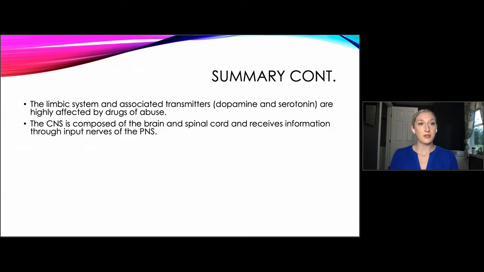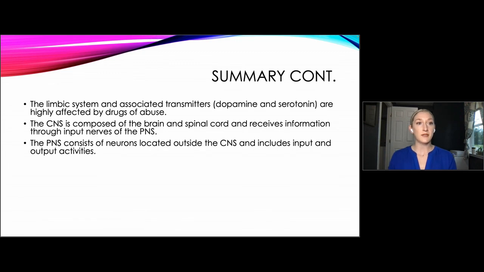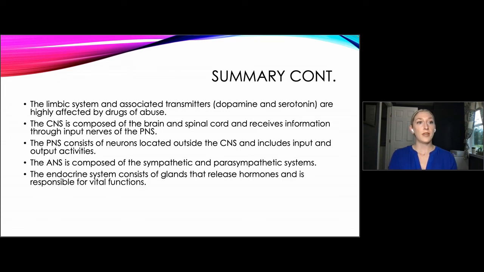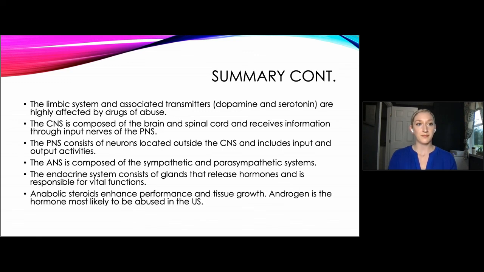The CNS is composed of the brain and the spinal cord and receives information through input nerves of the peripheral nervous system. The PNS consists of neurons that are located outside of the CNS and includes both input and output activities. The ANS is composed of the sympathetic and parasympathetic systems, while the endocrine system consists of glands that release hormones and is responsible for vital functions.